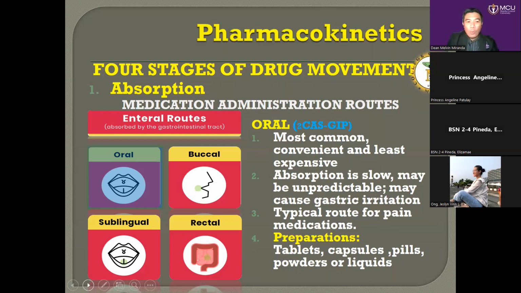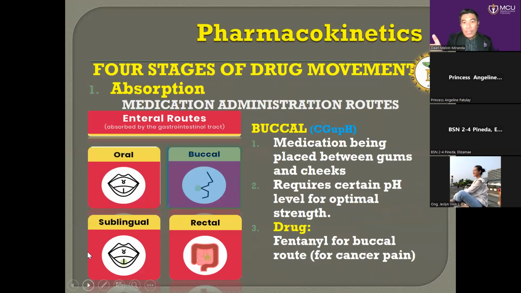Now, let us proceed to the buccal. So for buccal, we have the CGUP. What do you mean by CGUP? CGUP meaning CG, the drug is being administered between the cheeks and the gums. And pH meaning there's a need to have high level or optimal level of pH for the drug to be absorbed. What do you mean by pH? The pH is the concentration by which it will help the drug to be absorbed.